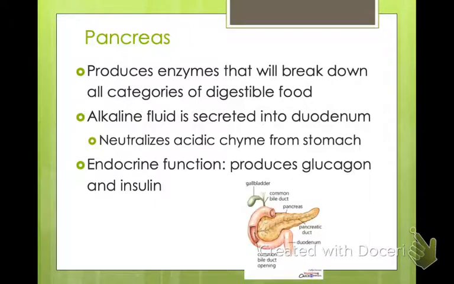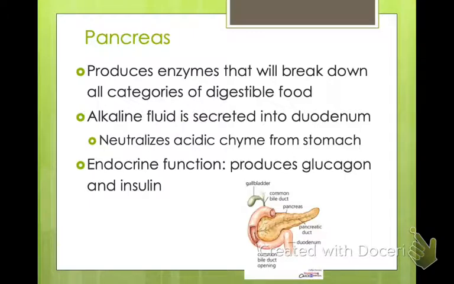There's also a secretion from the pancreas that's an alkaline fluid that neutralizes the acidic chyme coming in from the stomach, because remember the stomach is very acidic. When that chyme is coming in from the stomach, we need something that's going to coat the inside of the duodenum to protect it from that acidic chyme.